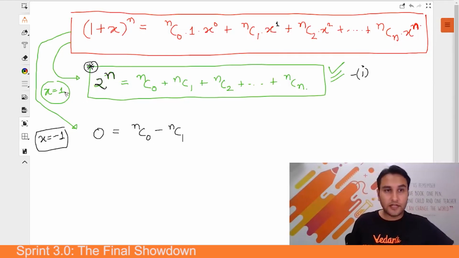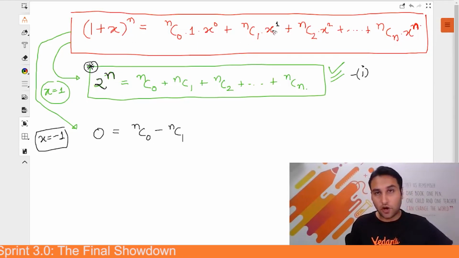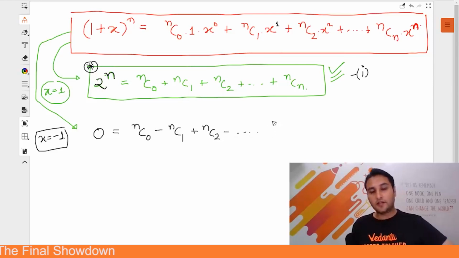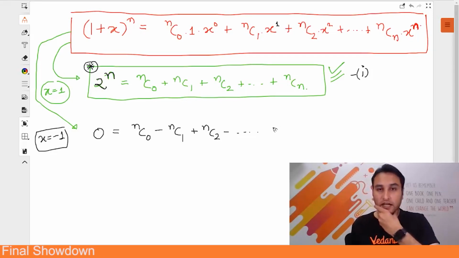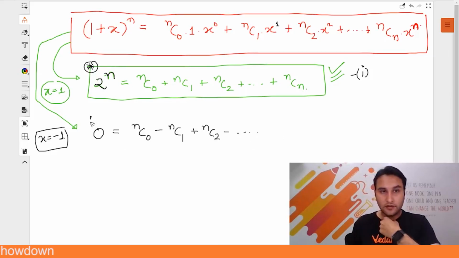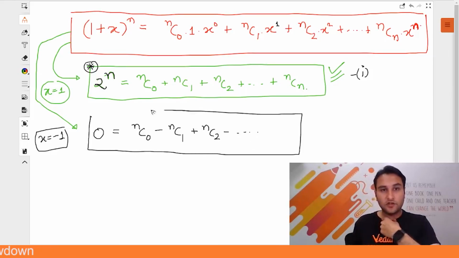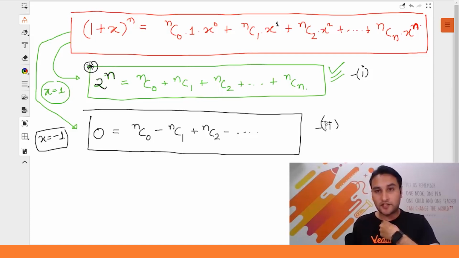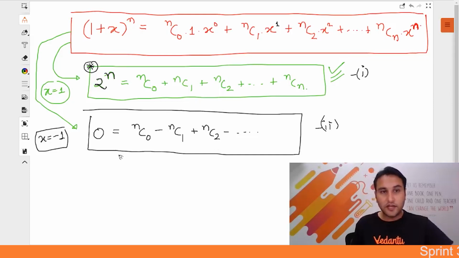Here, what are you doing? When you put x equal to minus 1, all the odd powers of x will become minus, plus NC2 minus, and so on, plus or minus whatever till the last term. Agree? Now this is your second. Let's call it second. What has happened inside this? There was a difference between first and second. Summation of all binomial coefficients is 2 to the power n. Alternate NC0 minus NC1 plus NC2 gives you 0.